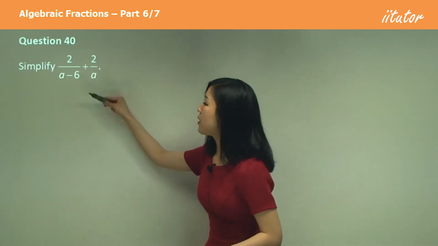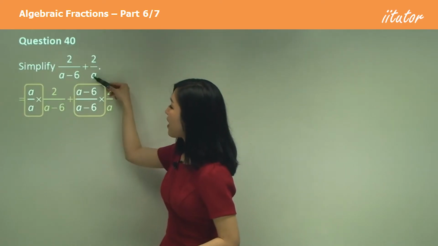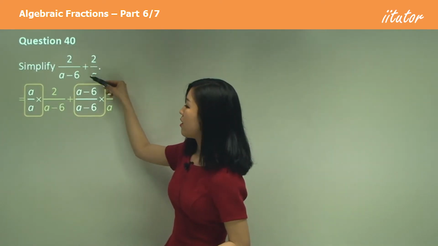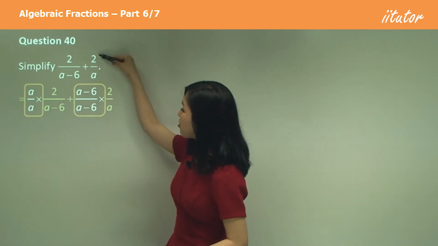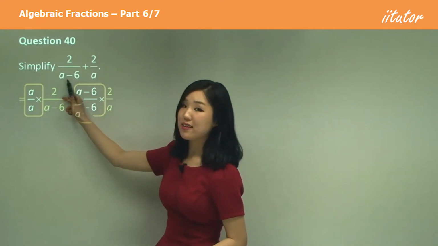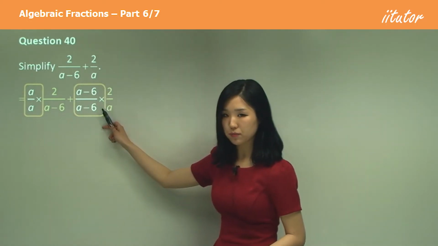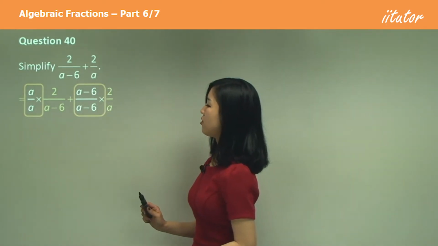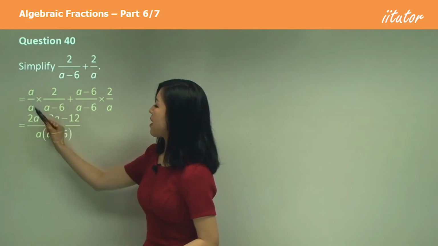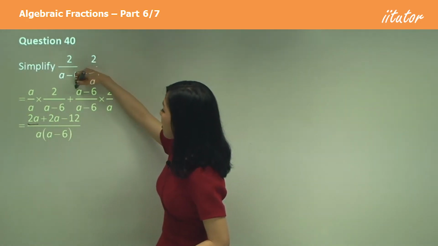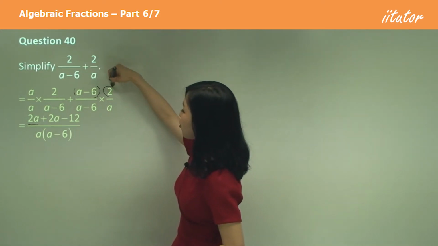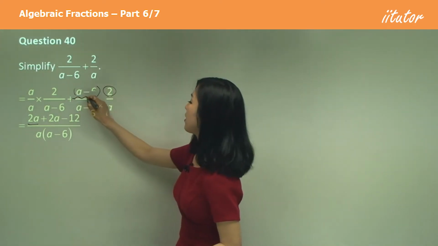So I'm going to multiply this fraction by a, which is this one here. So a, make sure you do it to both top and bottom. And then with this fraction, I'm going to multiply by a minus 6 on top and bottom. Okay, so when I do that, I'll get 2 times a, which is 2a, and then we do a minus 6 times 2, right? So this part here, guys.